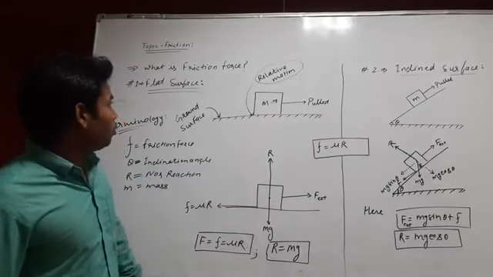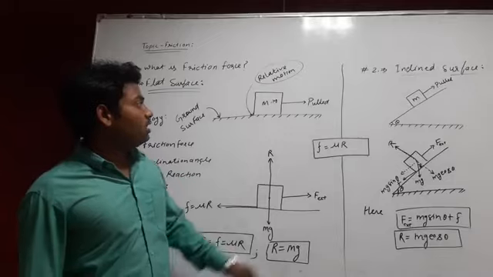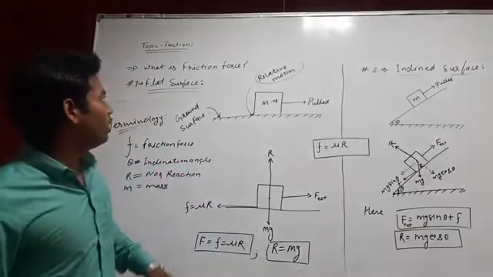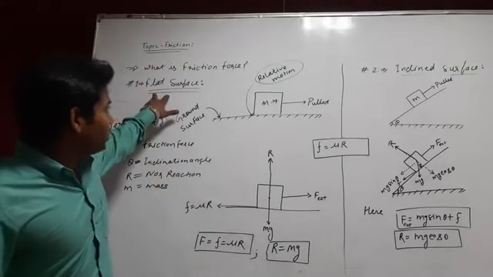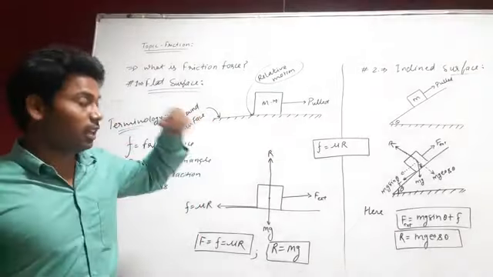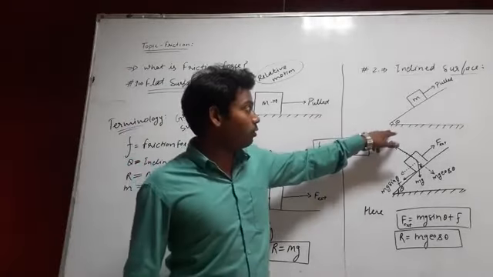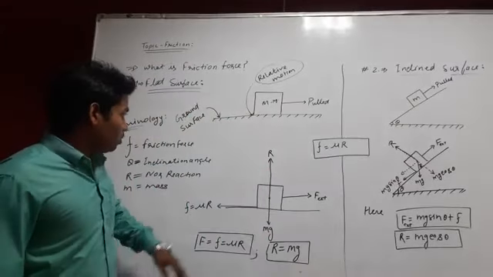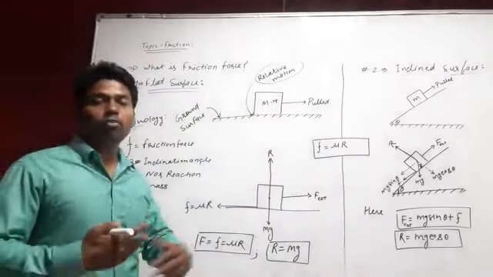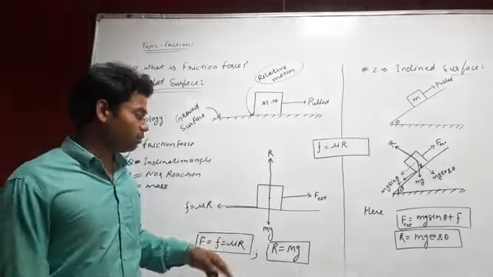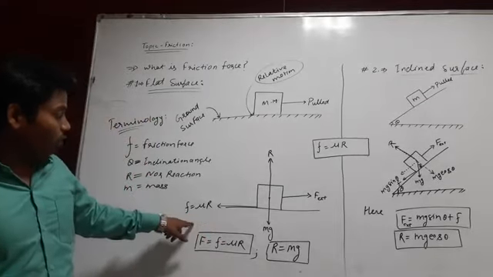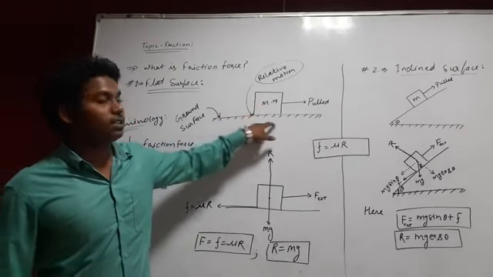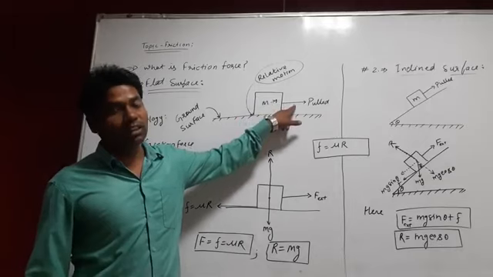One more thing, we normally see two types of problems in the exams. One is when the body is kept on a flat surface, and another is when the body is kept on an inclined plane. I will discuss it after this. So when you have a body of mass m on a surface, and one person is trying to pull that body in this direction.